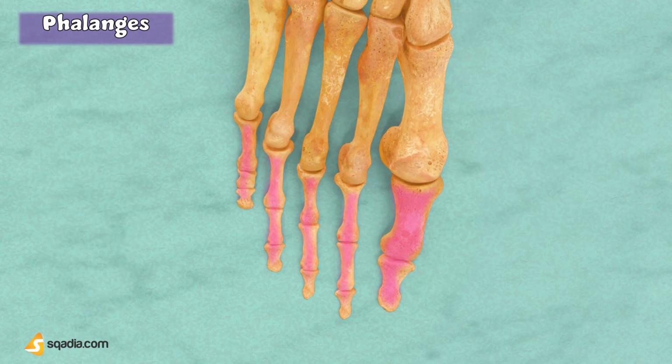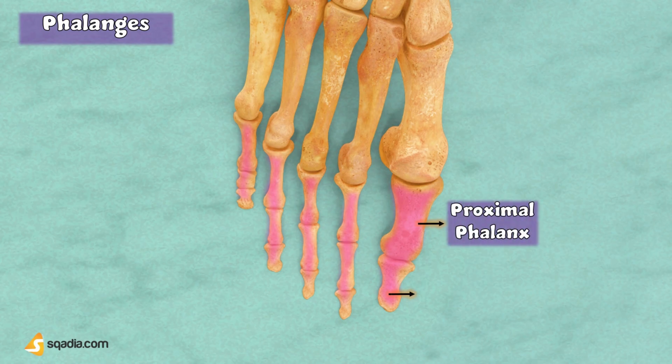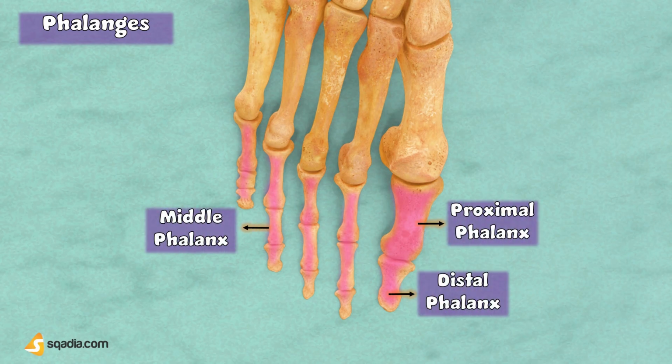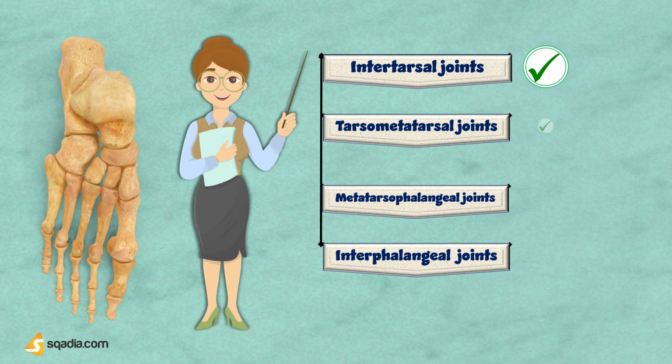In each toe, there are 3 phalanges, except the first toe, which has 2 bones. The first bone in each toe is called the proximal phalanx, and the last bone is called the distal phalanx, and the phalanx that is between the proximal and the distal is called the middle phalanx. Now remember, there is no middle phalanx in the first toe of the foot, since the big toe only has 2 bones. The joint that is formed between each phalanx bone is called the interphalangeal joint. That is all the joints of the foot.